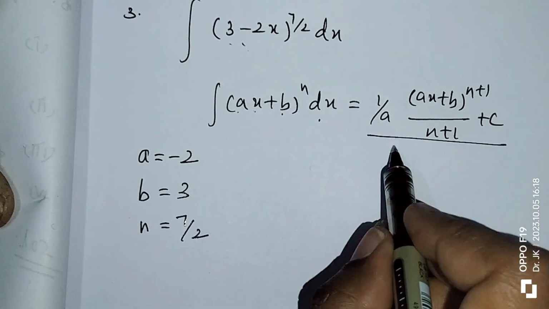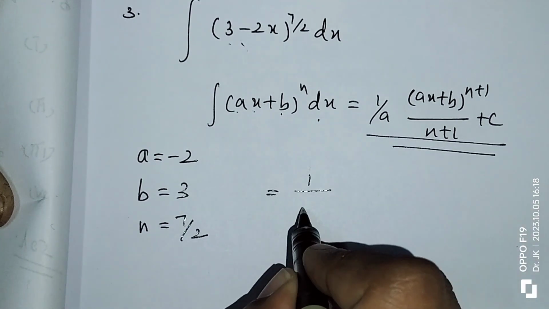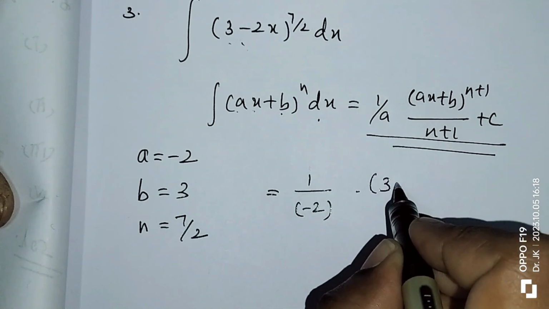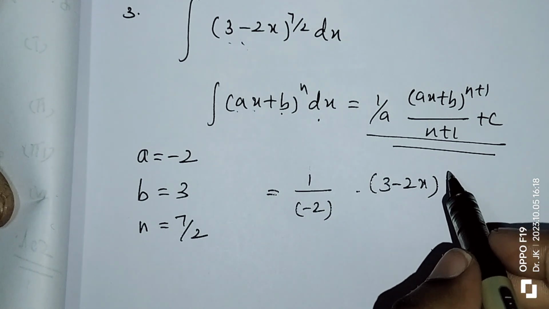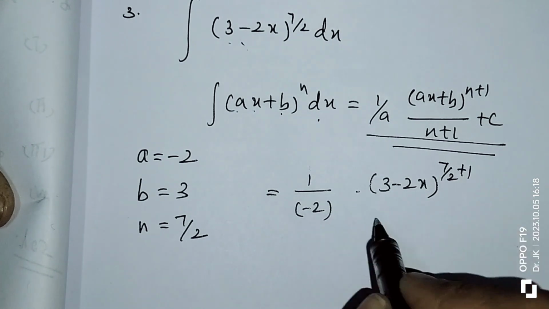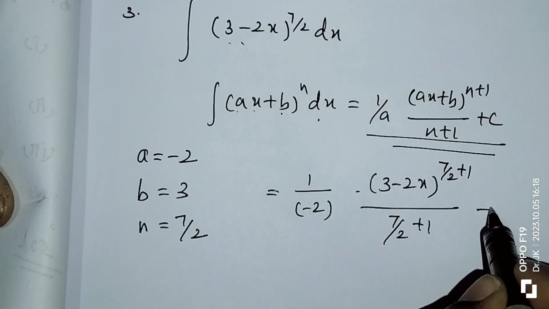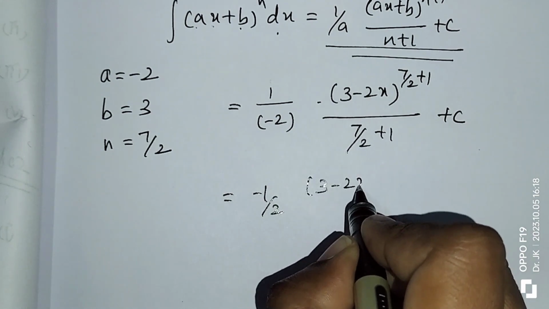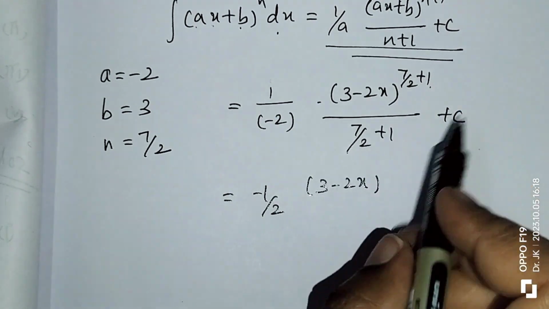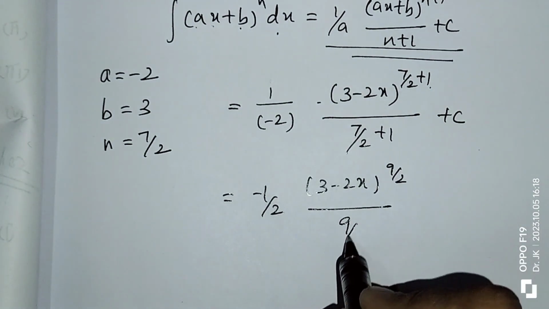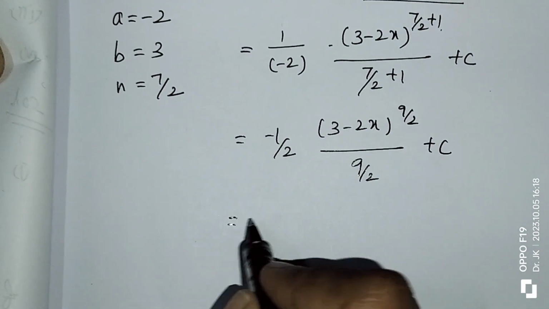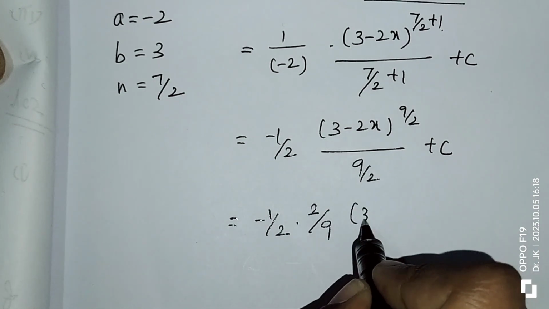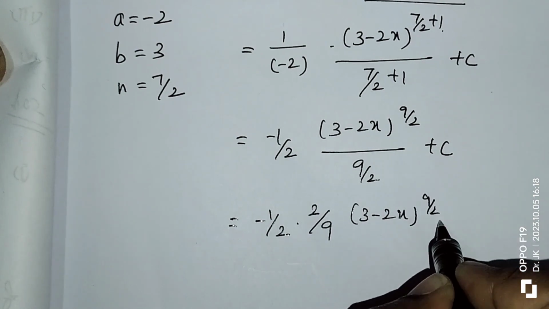You just apply in this. You have 1 by a, a is equal to minus 2, and then ax plus b means the given one, (3 minus 2x) whole power n plus 1. N plus 1 means 7 by 2 plus 1, by 7 by 2 plus 1, plus c. So that is equal to minus 1 by 2 into (3 minus 2x) whole power 7 by 2 plus 1, 9 by 2, by 9 by 2 plus c. Which is equal to minus 1 by 2, and then this one is 2 by 9 into (3 minus 2x) whole power 9 by 2 plus c.